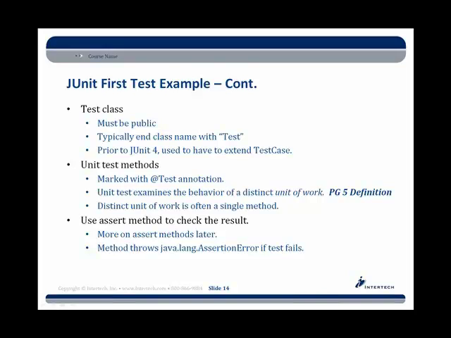And assert methods, again, check the results. By the way, should our test, our assertion, fail, in this case the value of calculator add did not come back with a value of 60, then we actually get an exception thrown at us. An assertion error provides an indication that the test actually failed.